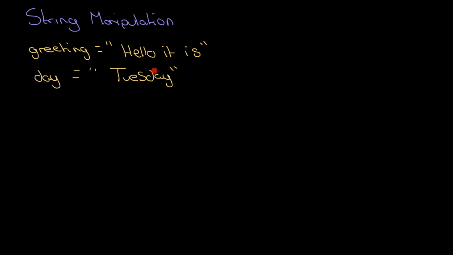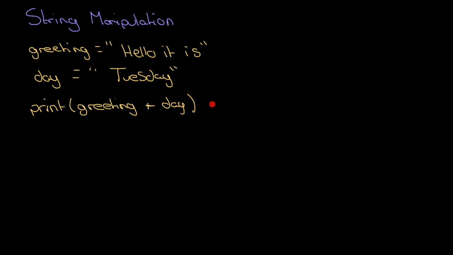Now I've got that data separate, and I hope you can see that maybe there's some program I can make where my greeting is always going to be hello it is, but then the day might change. So it could be Tuesday, Monday, whatever. But how can I add them together? If I want to print this out all in one line, hello it is Tuesday, how do I do it? Well, that is called concatenation. When you are adding two strings together, it's called concatenation. And it's really as you'd expect: print greeting plus day, that will do it.